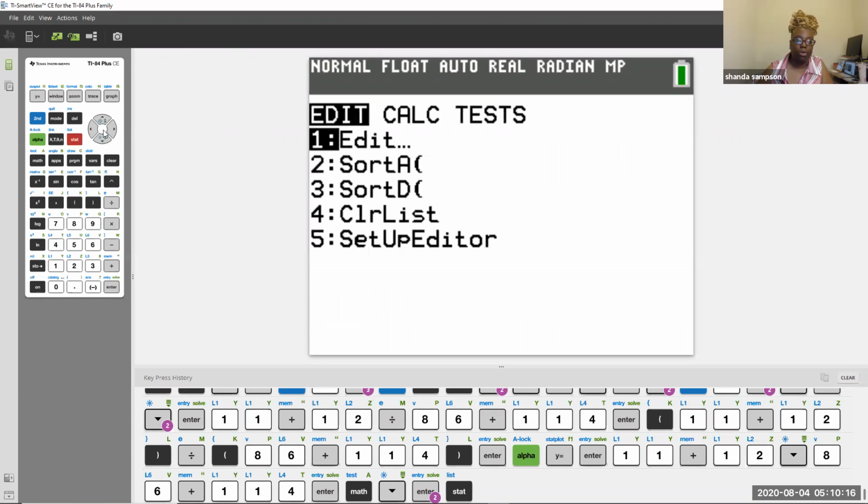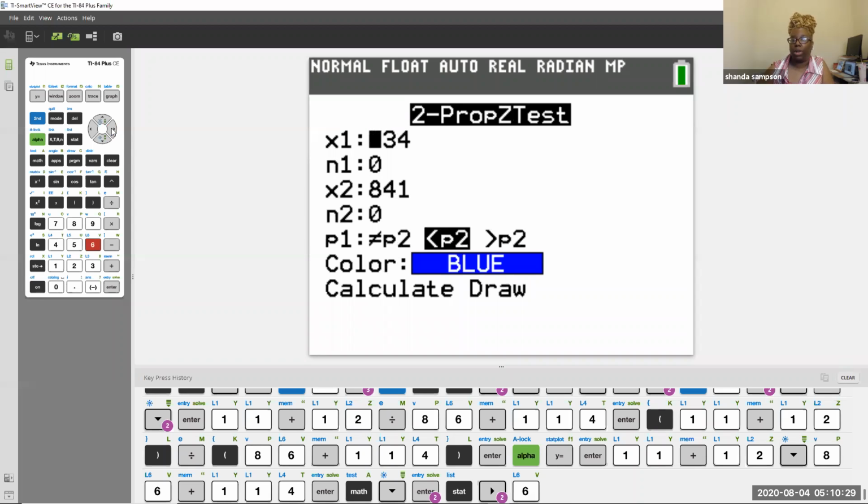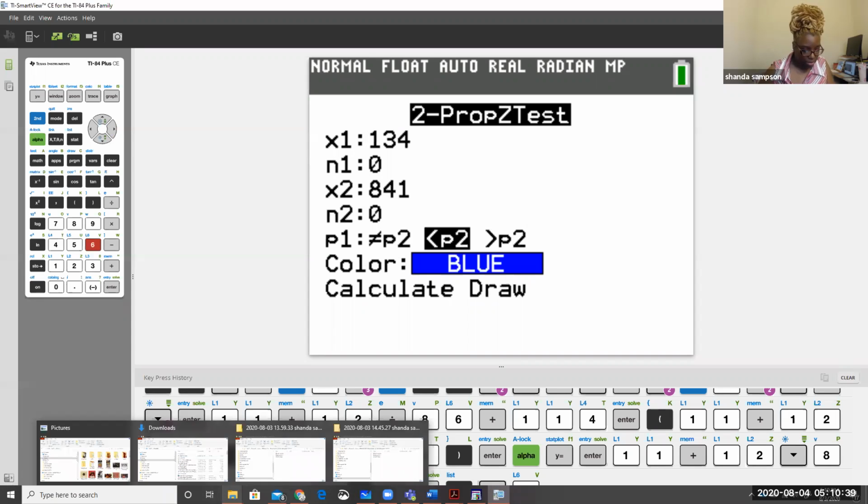So we go to stat and we go over to calc. We go over to test, sorry. And then we're doing a what? We're doing a proportion, right? But we're doing a 2 sample proportion test, which is number 6. I'm going to just hit number 6. I'm not going to go down there. Okay, and now we need to put in all our numbers, which I did not put in. So let's go ahead and do that. I'll wait for you to do it and I'll do it myself.